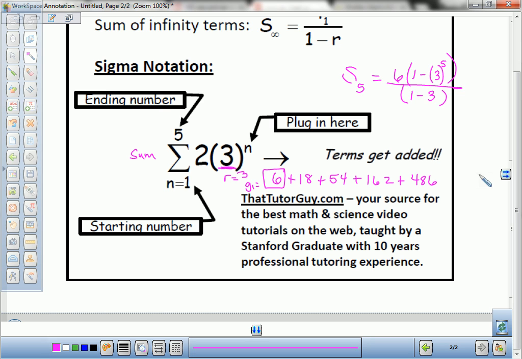Alright, so did you do it for real? Yeah. Okay, you got 726? Alright, do all the gentlemen agree with 726? Alright, ladies, what'd you get? 726. Alright, we got the same thing, so we're good.